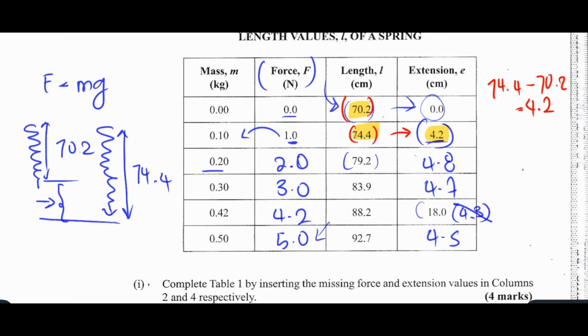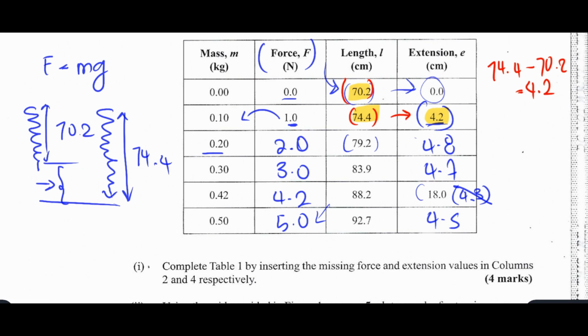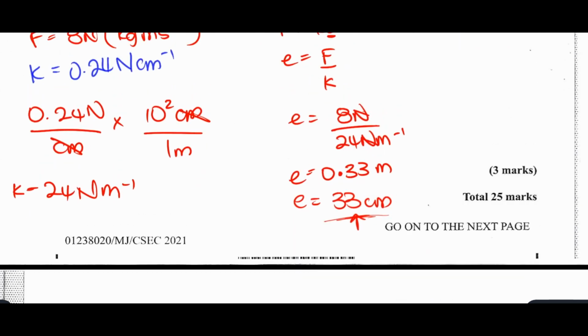So looking at this, the original length of this spring was 70.2 centimeters. So if we add 33 centimeters to that, we would get 33 plus 70.2. Isn't this 103.2? Let me check though. 70.2. Yeah, 103.2. 103.2 centimeters would be the length if it obeyed. Which number checks out. Very much so.